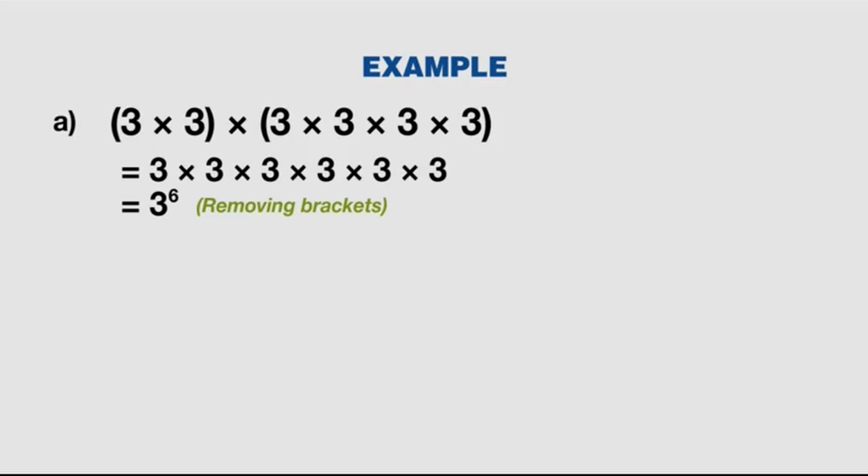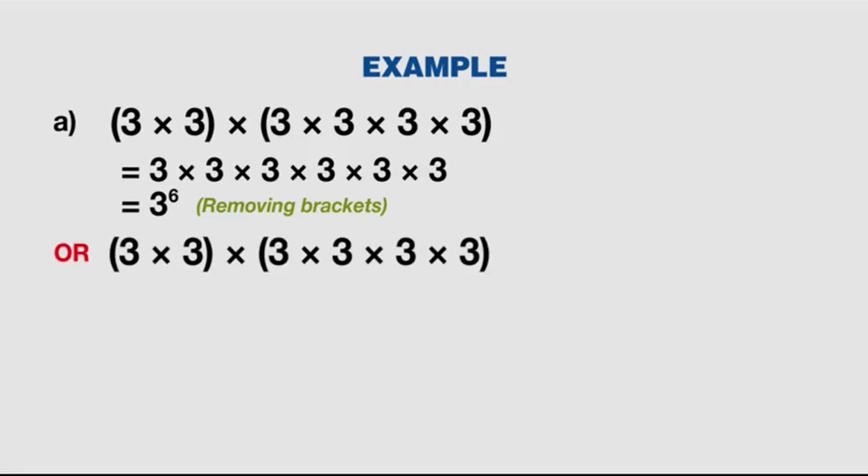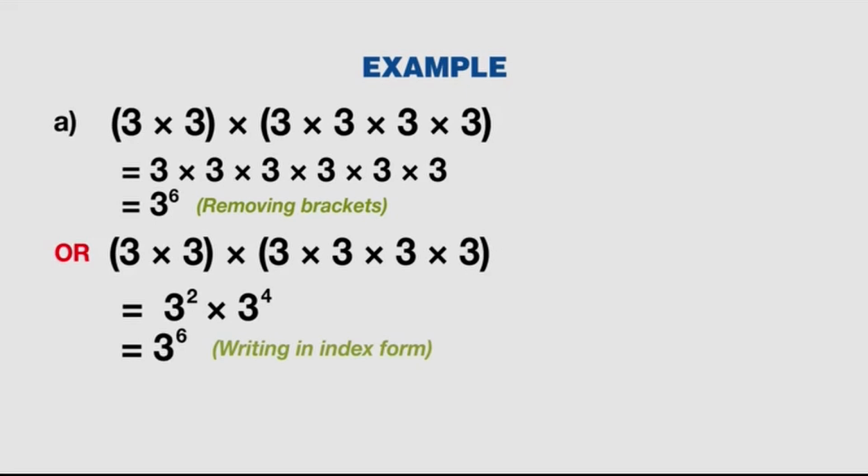On the other hand, we can write these numbers in index form. So the first brackets give us 3 raised to the power 2, and the second brackets will give us 3 raised to the power 4. And so we will say that 3 raised to the power 2 times 3 raised to the power 4 is equal to 3 raised to the power 6, which we got in the first part.